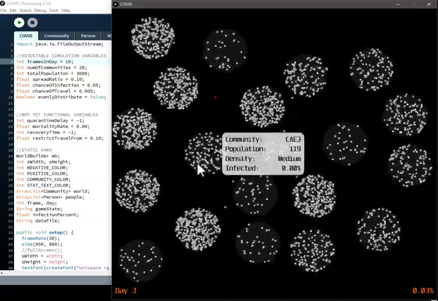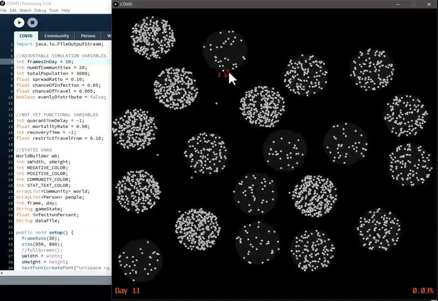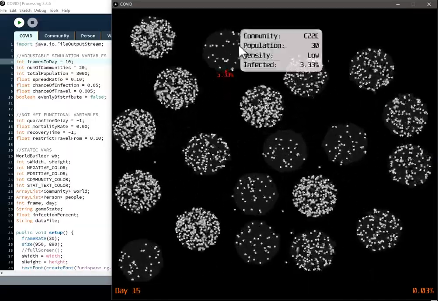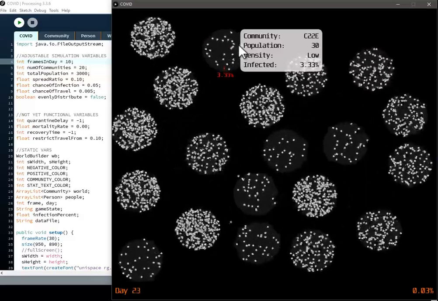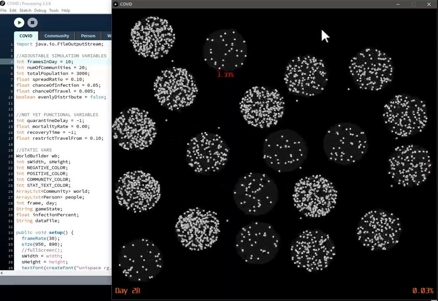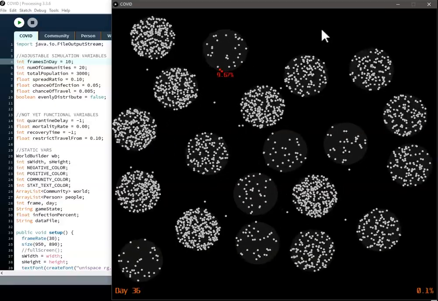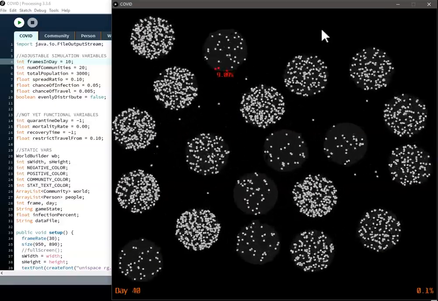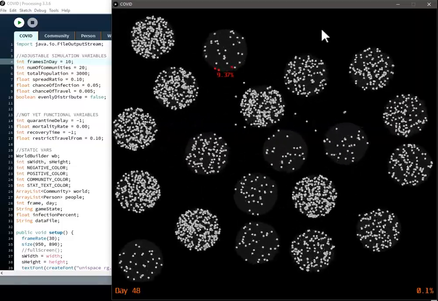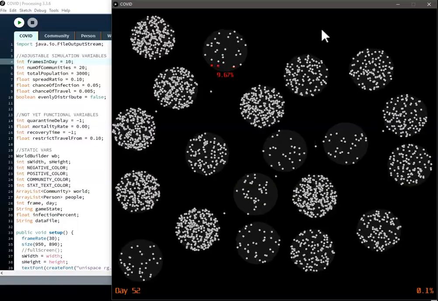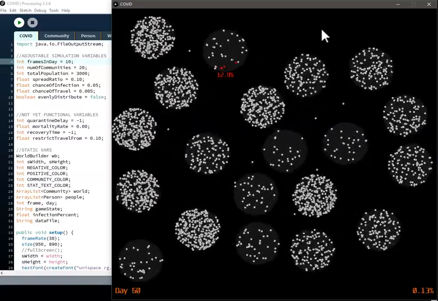There's patient 0. Patient 0 traveled before infecting anyone. That's kind of interesting. So now that patient 0 is in a low population density area, we might actually be off to a very slow start in this simulation. All right, our second person is infected, and our third person. Fourth.